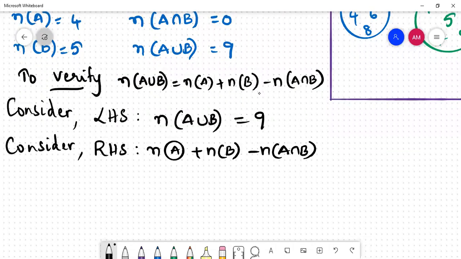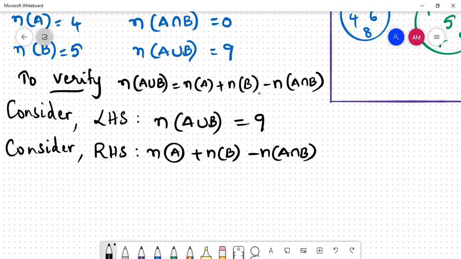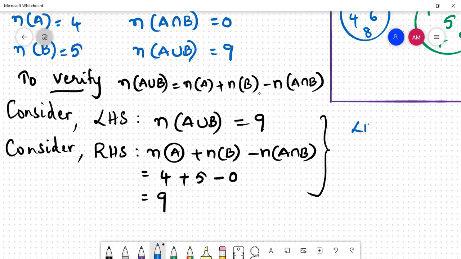So what is n of A, ma'am? 4. Plus 5, minus what is n of A intersection B? Minus n of 0, not pi, ma'am. There's a lot of difference between pi and 0. Pi is a set, 0 is a number, it's an element, isn't it? So 4 plus 5 is 9. 9 minus 0 is 9. So whether the left hand side is equal to the right hand side or not? Yes, the left hand side is equal to the right hand side, hence verified. Clear?